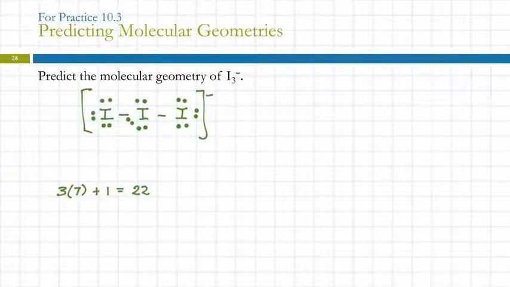Brackets and a negative charge because it's an ion. So there's our Lewis structure. Now what are we going to count? Electron groups on the central atom. How many are there? 5. 2 bonds, 3 lone pairs, makes 5.